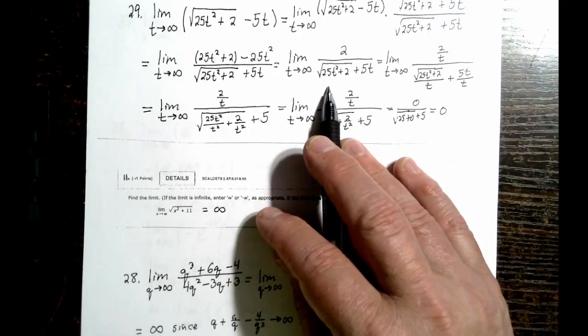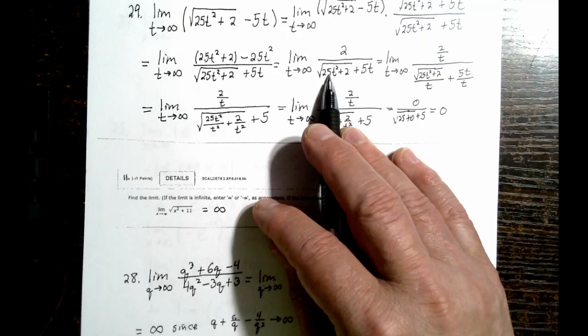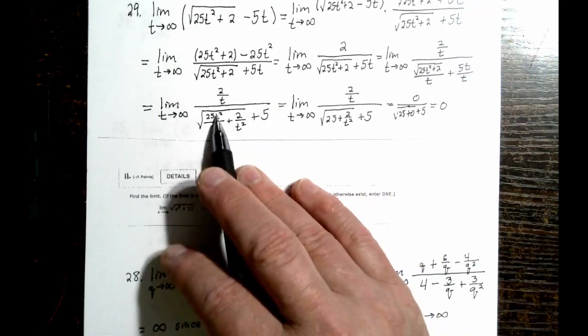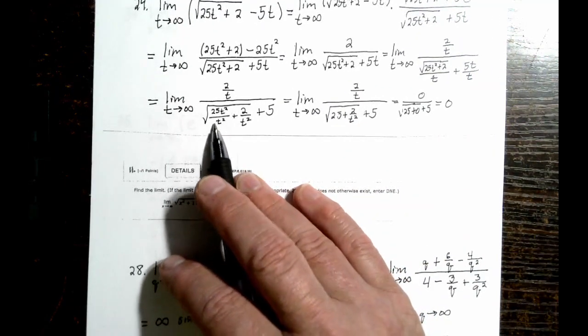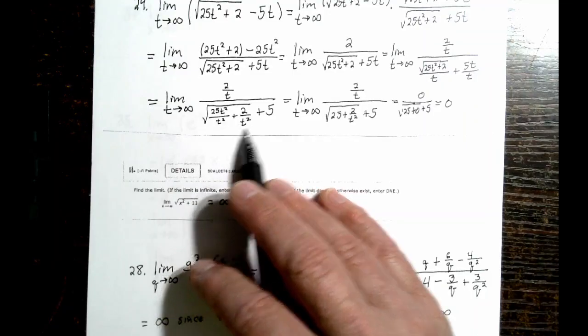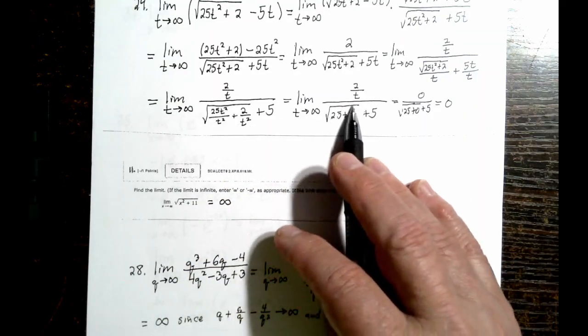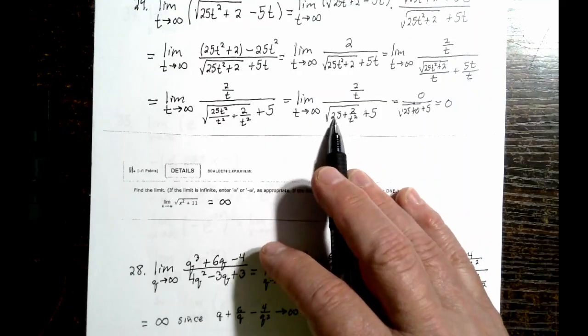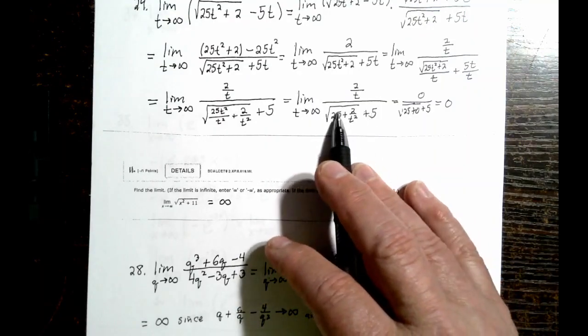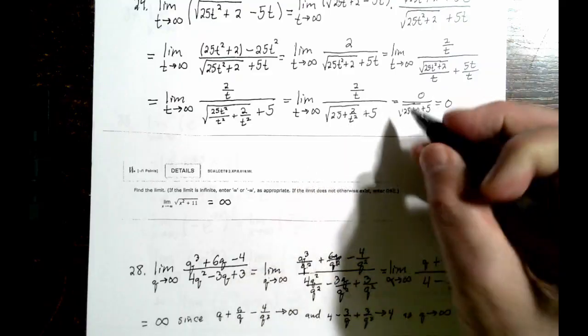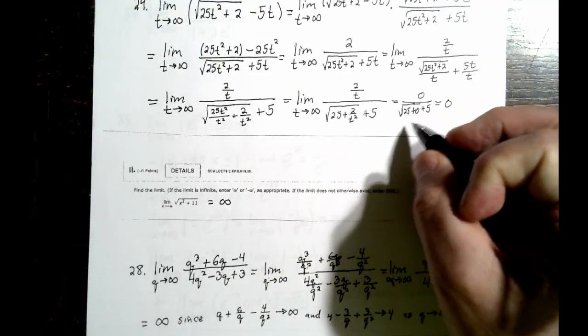And again, when you move it into the square root, it becomes a t squared. So 25t squared over t squared is just 25. 2 over t squared is 2 over t squared. So this goes to 0, that goes to 0, and so down here you've got the square root of 25 plus 5, which is 5 plus 5 or 10, and the square root of 0 over 10 is just 0.